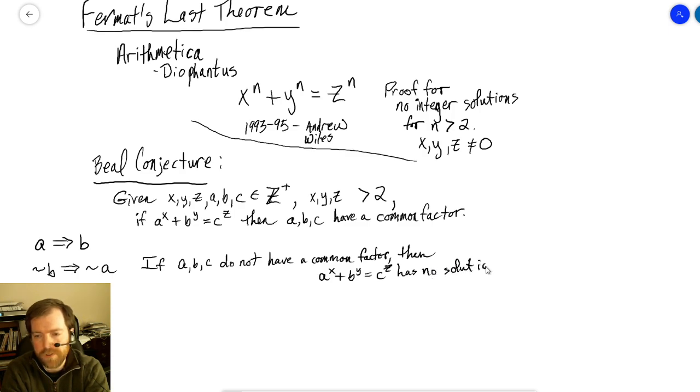Now you might look at this and say, well, that's just as hard. Why did you do that? And in some ways, yes, it is just as hard to go that way. However, I decided, well, A, B, C do not have a common factor. Okay.